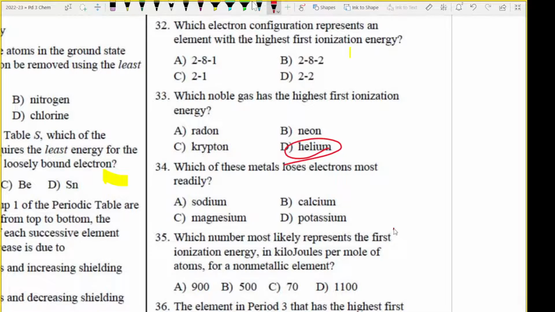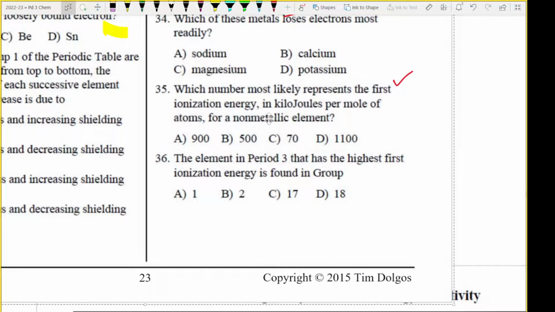Which number most likely represents the first ionization number in kilojoules per mole of atoms for a non-metallic element? All right, so I think you're starting to get the hang of it, that the ionization energy increases as you go up, and we saw the numbers. This again is for a non-metallic element, so for a gas, and so I think we just saw numbers like that. All right, I will finish up more on the next page.